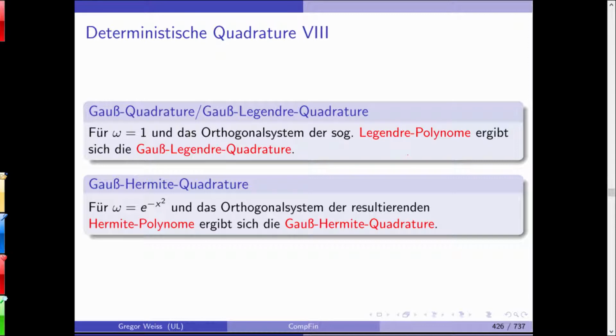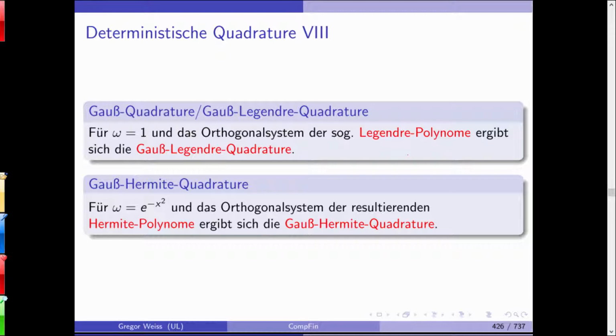In numerical analysis, there is actually a whole branch of research and teaching that is just devoted to orthogonal polynomials. You can fill whole seminars on orthogonal polynomials. One example is the so-called Legendre polynomials. If you take the zeros, the roots, Nullstellen, of these polynomials, and you set omega to 1, you get what is called Gauss-Legendre quadrature.